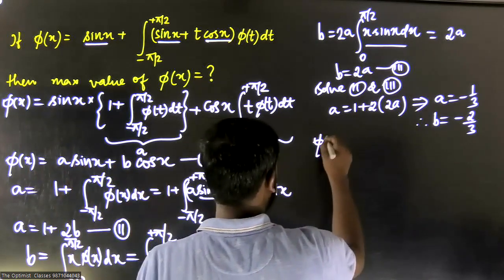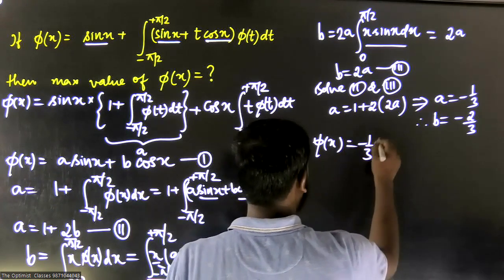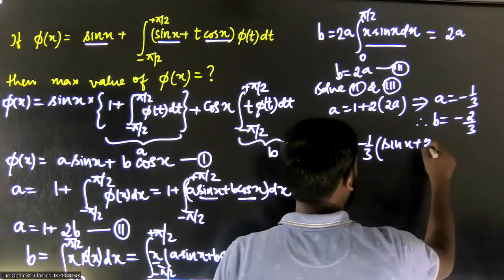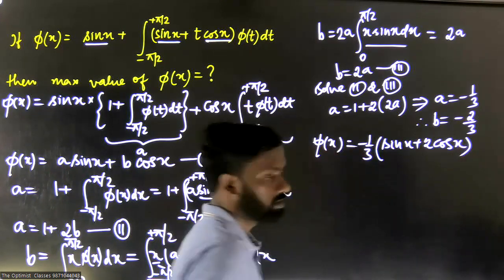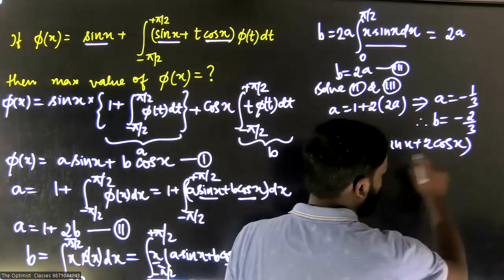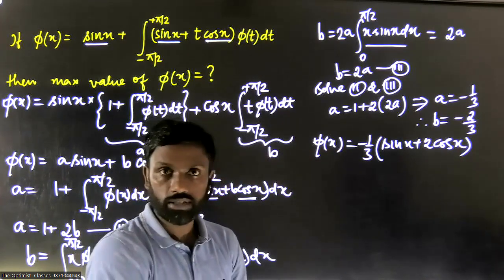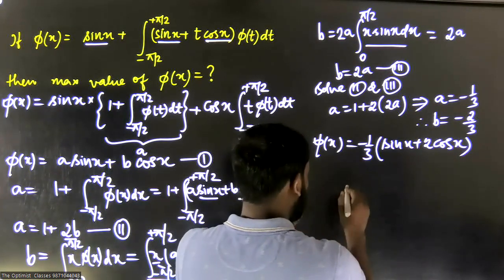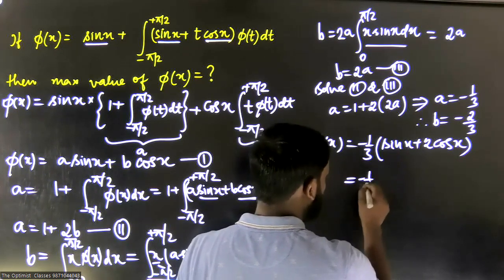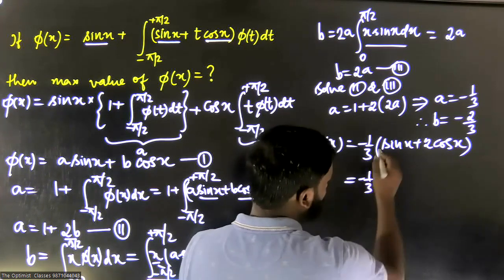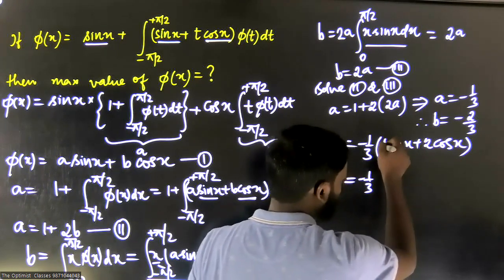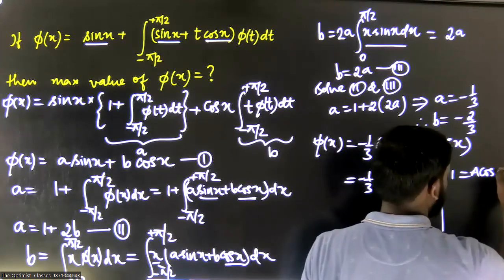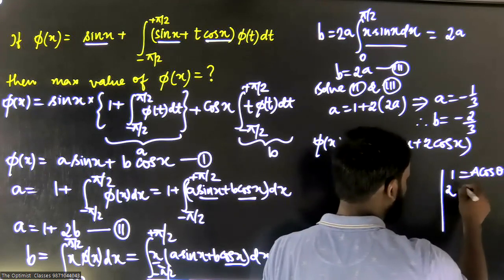So you get here phi of x is equal to minus 1 by 3, and here this becomes sin x plus twice of cos x. That's what we get. So this is a linear combination of sine and cosine function. So what I'll do is I'll combine this sine and cosine function. Here this is minus 1 by 3, and here I'm going to write, since the coefficient here is 1, I'll put this 1 equal to say a cos theta, and here the 2 I will write as a sin theta.